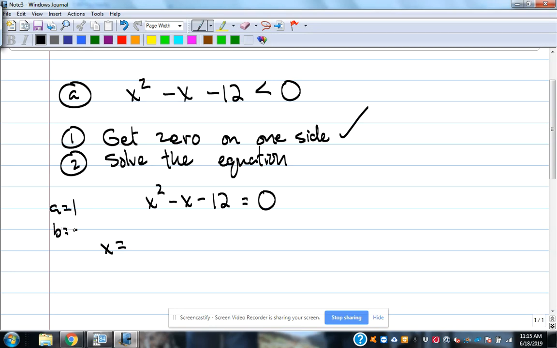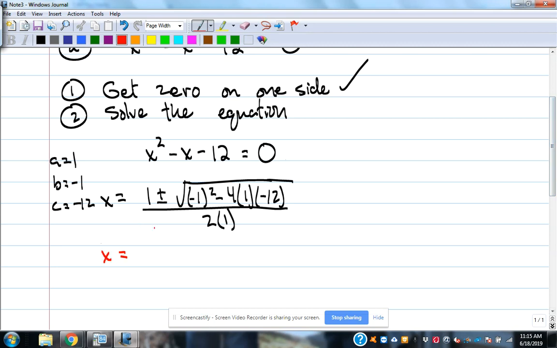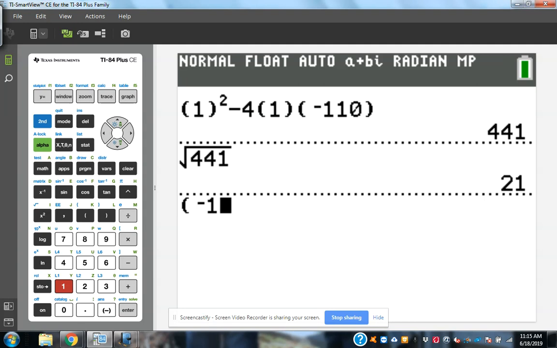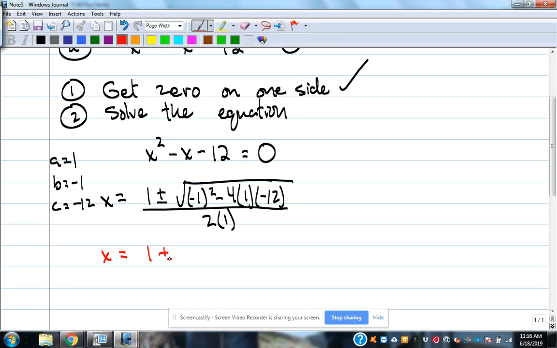A is 1, B is -1, C is -12. So we're plugging those into the quadratic formula. That's going to be 1 plus or minus the square root of -1 squared minus 4 times A times C, all divided by 2 times A. So we're just working this part out. -1 squared minus 4 times 1 times -12. So we get a 49 underneath the square root. So 1 plus or minus the square root of 49 over 2. We know that the square root of 49 is 7.